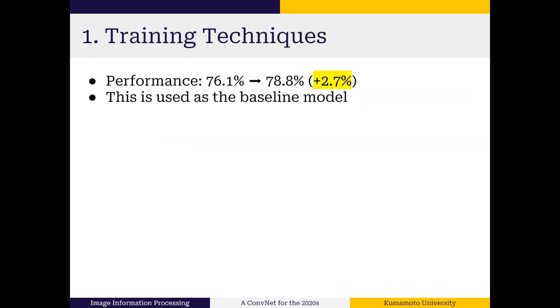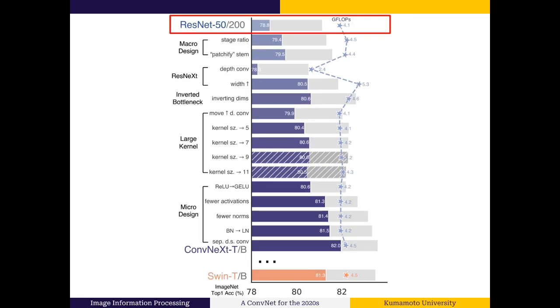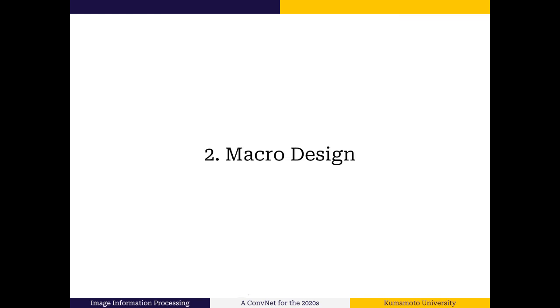By improving the training techniques, the performance was increased by 2.7%, so this model is used as the baseline model. This is where the baseline is on the top of the chart with 78.8% accuracy and 4.1 gigaflops. The second category is the macro design.